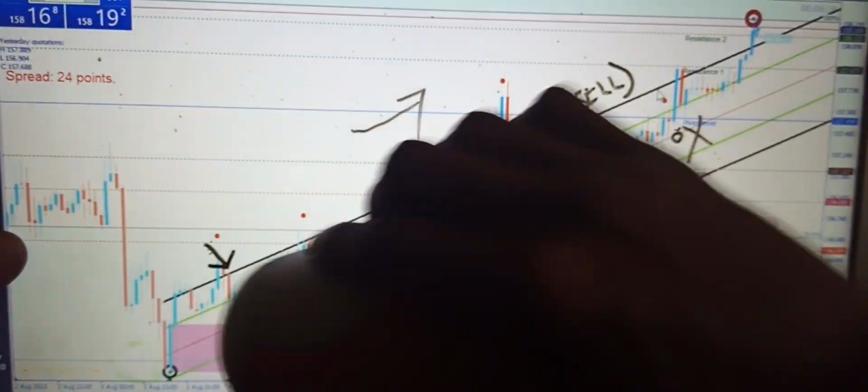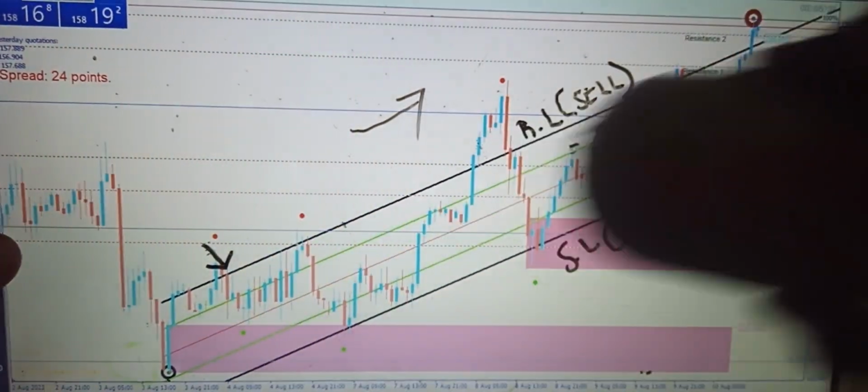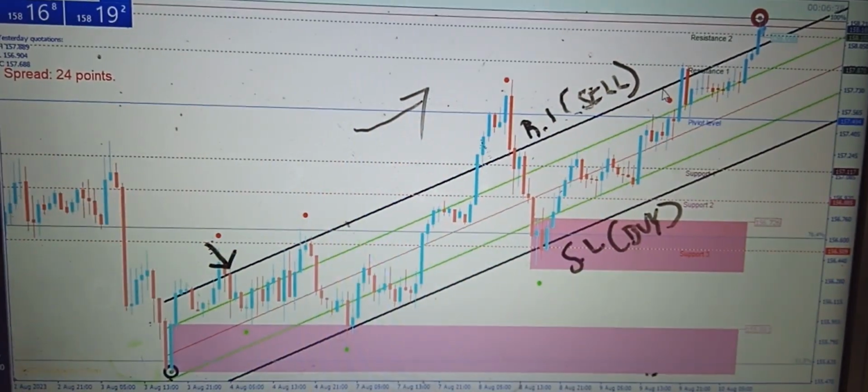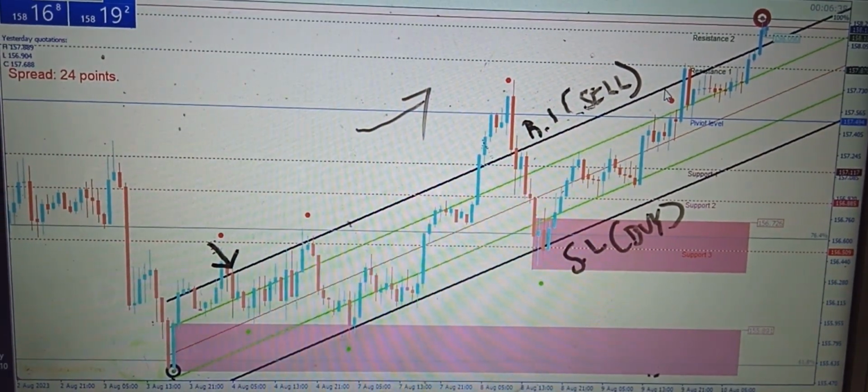Never take the signals that are inside the channel. Meaning that also don't trade inside the channel. Always trade outside the channel. Start the movement.